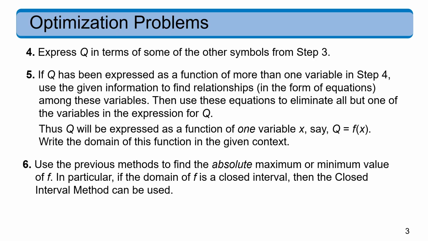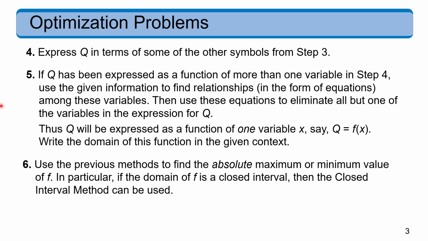In the next few steps, we're going to start creating the function that we're going to find the max or min of. That function should represent whatever it is you were asked to optimize, which we've been calling Q. Eventually we're going to write Q as a function of some variable x, where x represents some aspect of the problem. So in step 4, you'll make your first attempt at expressing Q, writing an equation for Q. You'll have to use the given information about the problem to help you write that equation.